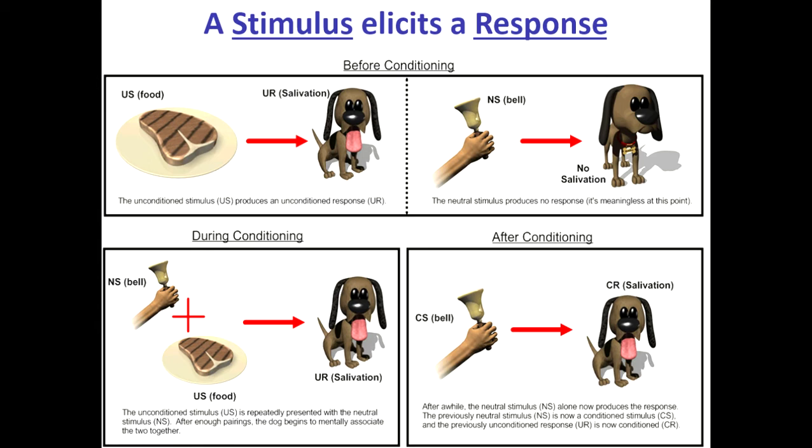Without presenting food, the bell will cause the dogs to salivate. How do we know the dogs have learned to associate the bell with food? Because we can measure the amount of saliva that the dogs produce after the bell is introduced. After a while, the neutral stimulus now produces the response. The previously neutral stimulus is now called a conditioned stimulus.